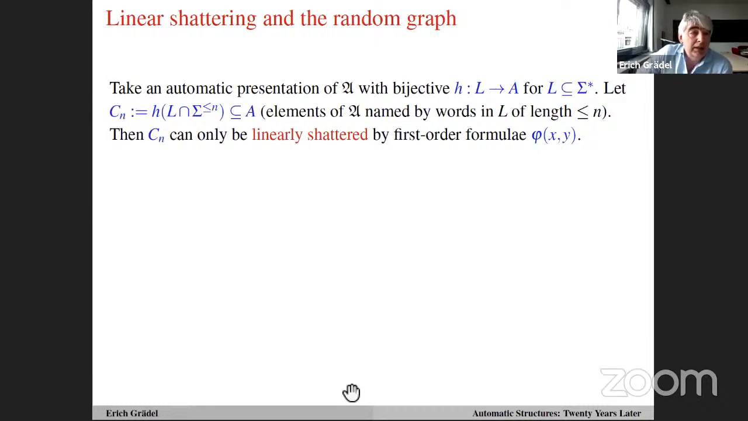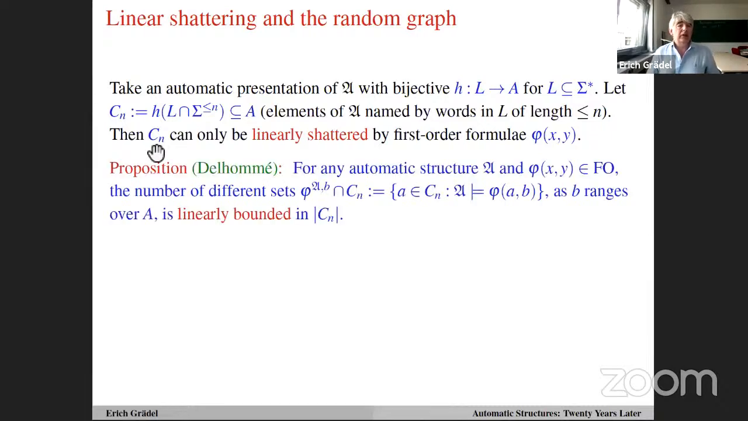Now, a more sophisticated method to show that a structure is not word automatic is based on, well, model-theoretic analysis. And so take an automatic presentation, again, with a bijective way of naming elements by words. And let C_n denote the set of those elements that are named by words of length at most n. Then the result says that this set C_n can only be linearly shattered by first order formulas with two free variables. Now, what does this mean?